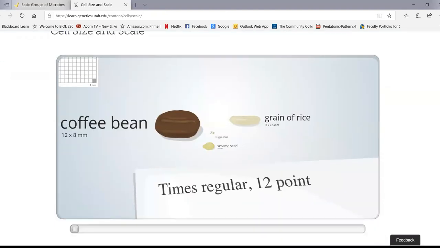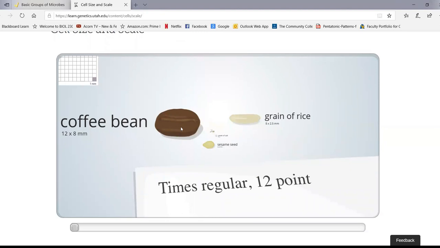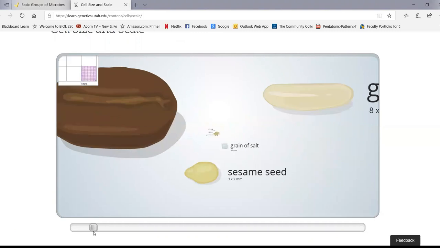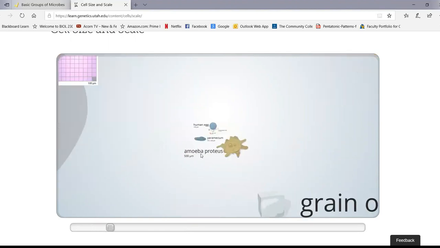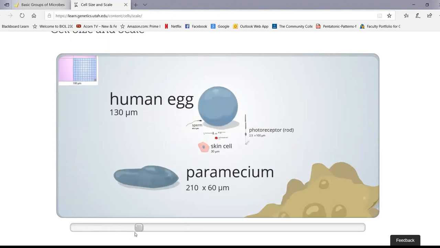So using a little zoom vision here, on this scale, this would represent a coffee bean, a grain of rice, and a sesame seed, to give you an idea. And what we're going to do is start zooming in and looking at things smaller than that. So now we're down to a grain of salt compared to a sesame seed. And now we see one of the largest amoeba called Amoeba Proteus. So you see that it's a little smaller than a grain of salt, and that's a pretty big protozoan. There's a paramecium and a human egg for size comparison compared to a grain of salt. If we magnify some more, now we can see a skin cell and a sperm.